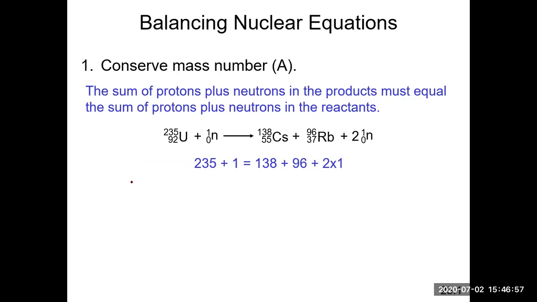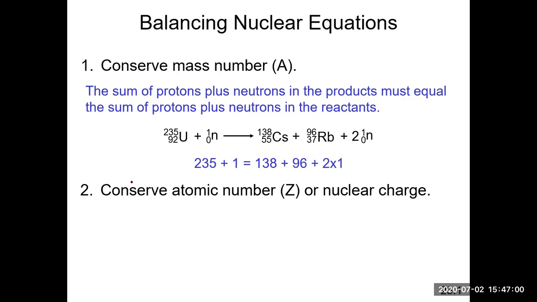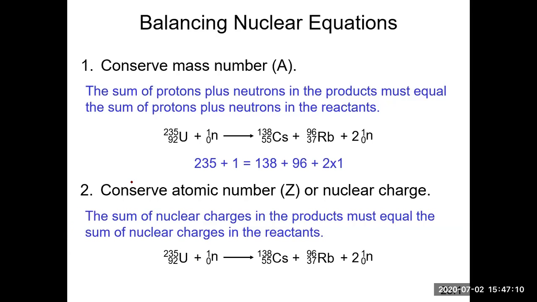And that also should be 236 on the right-hand side. And the second thing that has to happen when you're balancing a nuclear equation is you need to have the conservation of the atomic number, which is our guys on the bottom. So if we look at this example on the bottom left, we have 92 plus 0, which is 92 on the left. On the bottom right, we have 55, 37, and 0, which is also 92. This again would represent a balanced nuclear equation.